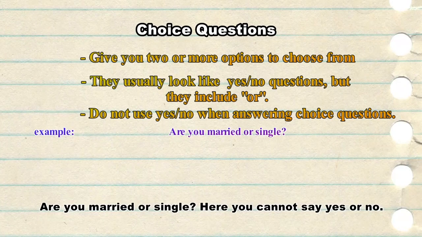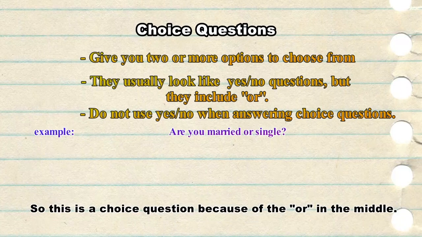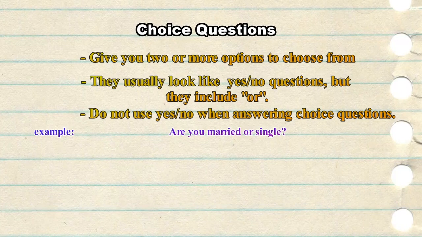Are you married or single? Here you cannot say yes or no. You have to give an answer. You have to say, I am married or I am single. So this is a choice question because of the "or" in the middle.